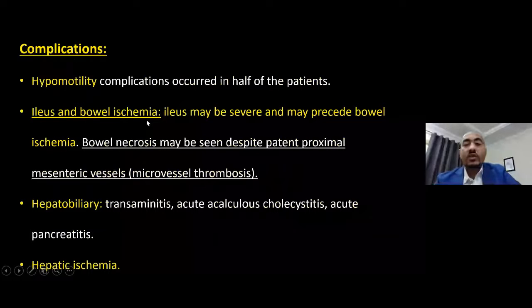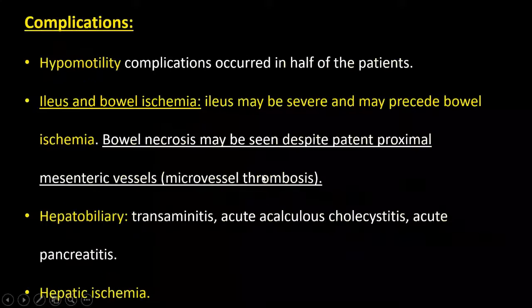Ileus and bowel ischemia, which is present in our patient. Ileus may be severe and may precede bowel ischemia. Bowel necrosis may be seen despite patent proximal mesenteric vessels, which is explained on the basis of microvessel thrombosis.